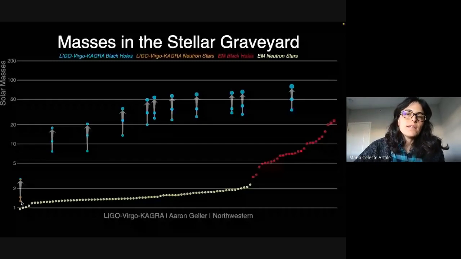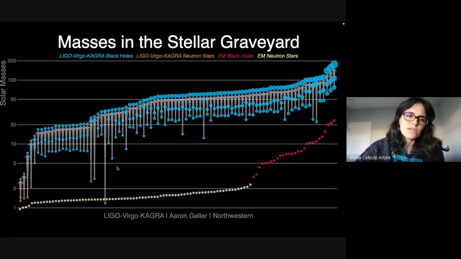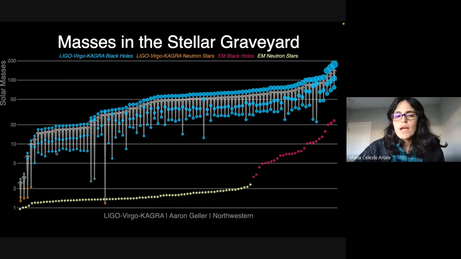And this is the latest one. This is the latest catalog that we have so far. And you can see that we start to cover a very wide range for the masses of the black hole systems. And also we started to detect, we detected two black hole neutron star systems, and we now have more than one detection of binary neutron stars.